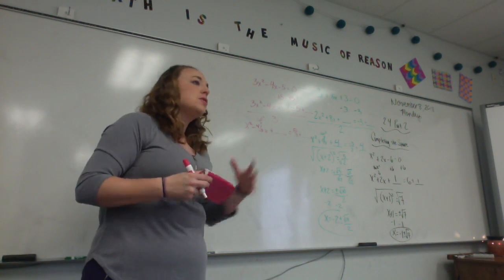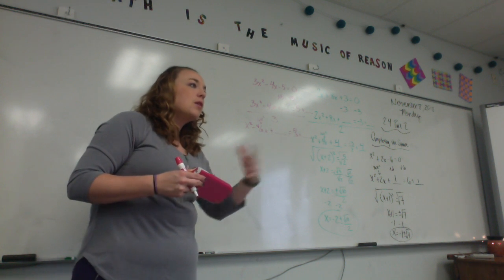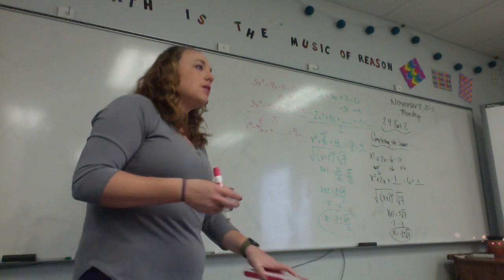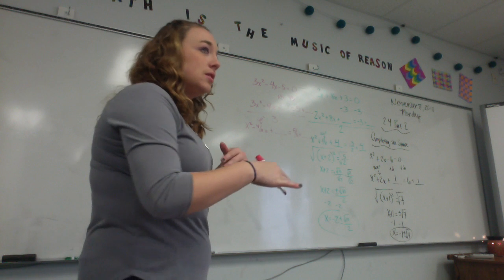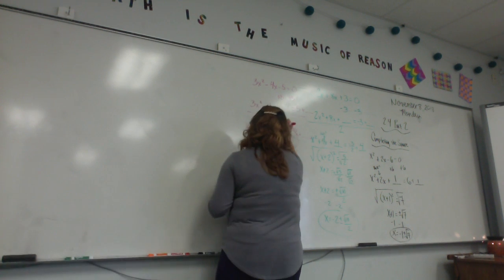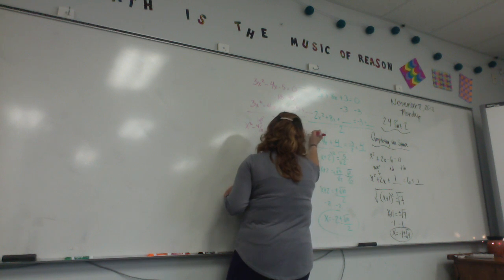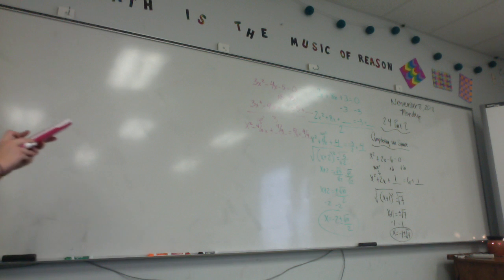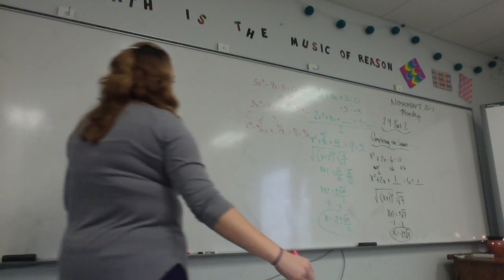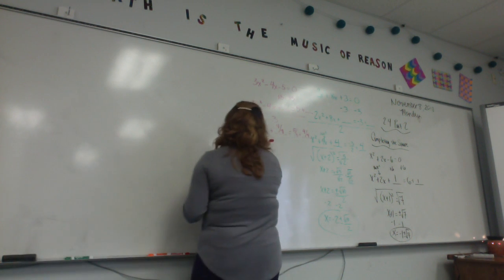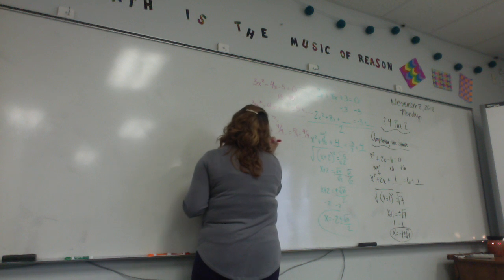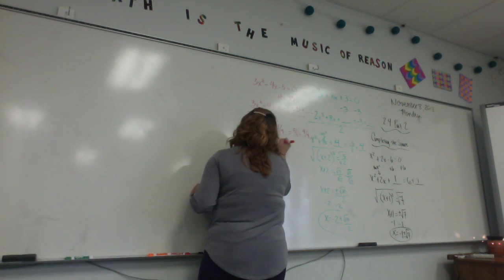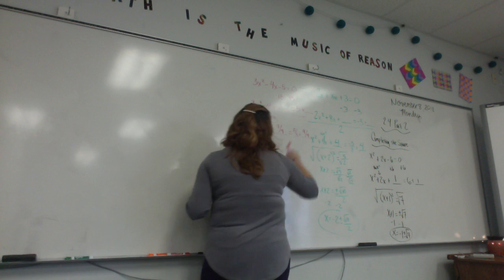Two-thirds squared should be easy. What's 2 squared? 4. What's 3 squared? So it's 4/9. Okay? It's 4/9. Now, from there I have x minus 2/3 squared equals 5/3 plus 4/9.